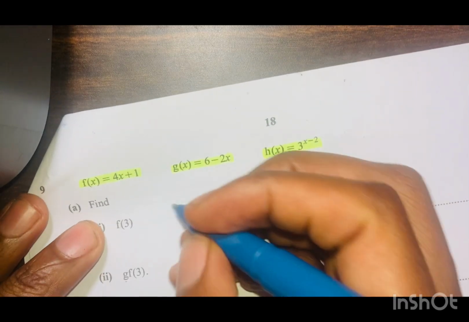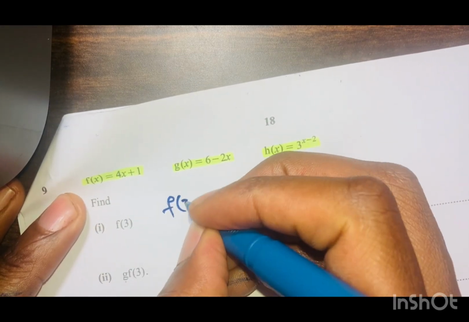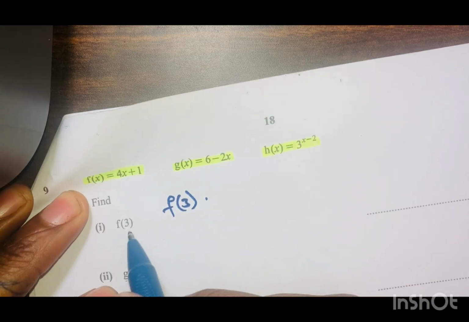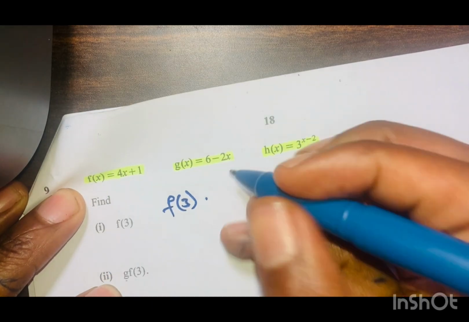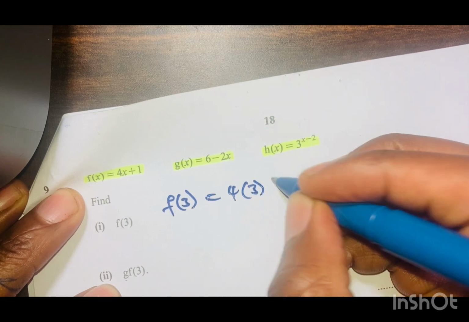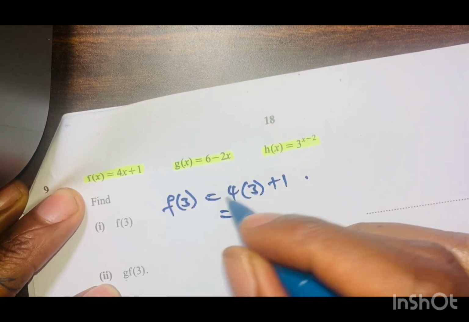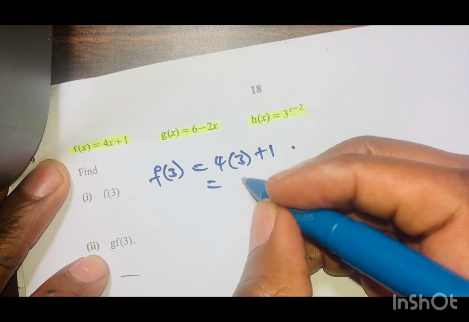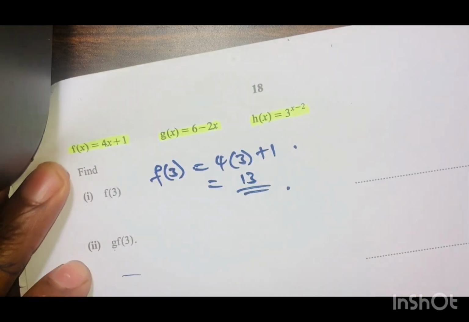So f of 3 is the substitution of 3 where x is. So it's going to be equivalent to 4 times 3 plus 1, which is 4 times 3, which is 12, plus 1, 13. That's it.